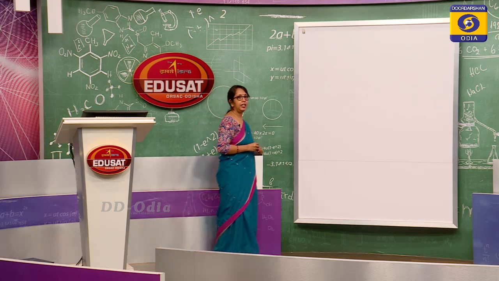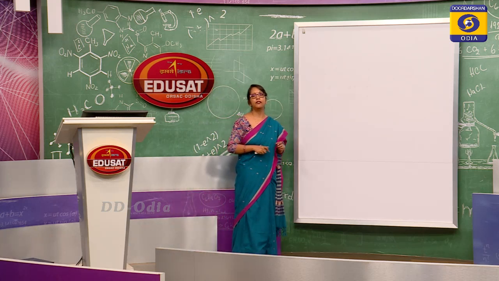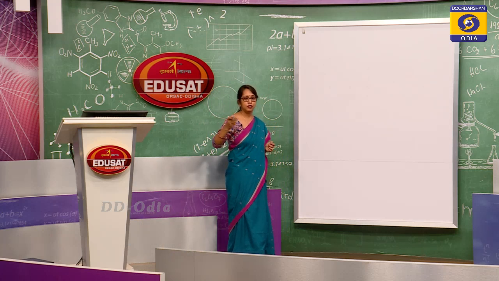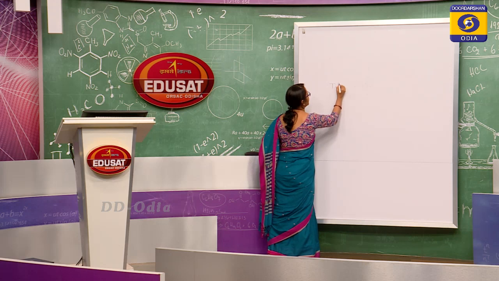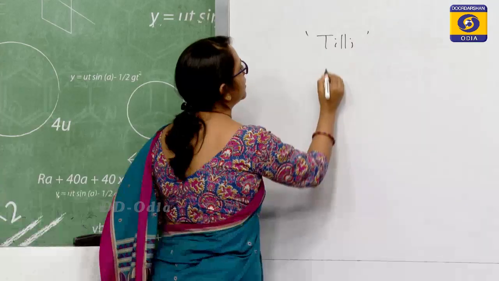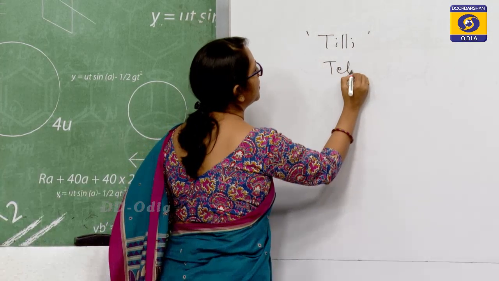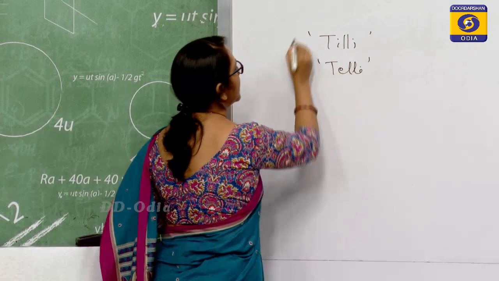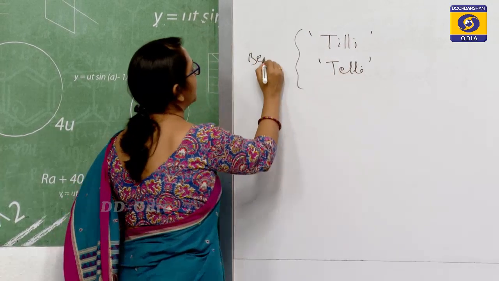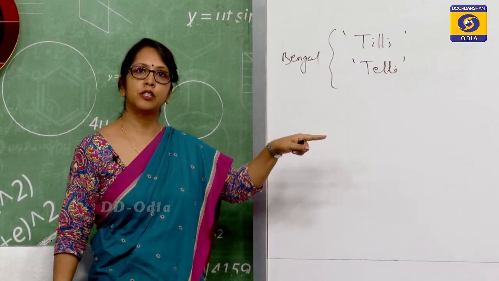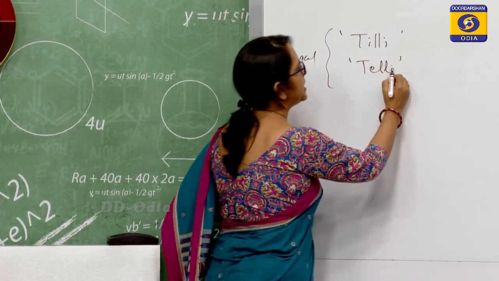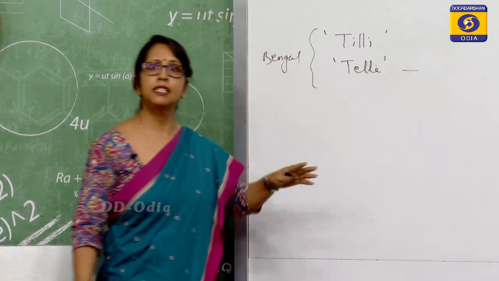Okay. So, the Teli caste group in Bengal is divided into two subcaste groups. One is Tili, okay. Another one is Teli, right. This caste group is found in Bengal, West Bengal, right. So, what is the difference between the two subcaste groups? Teli basically sell oil.